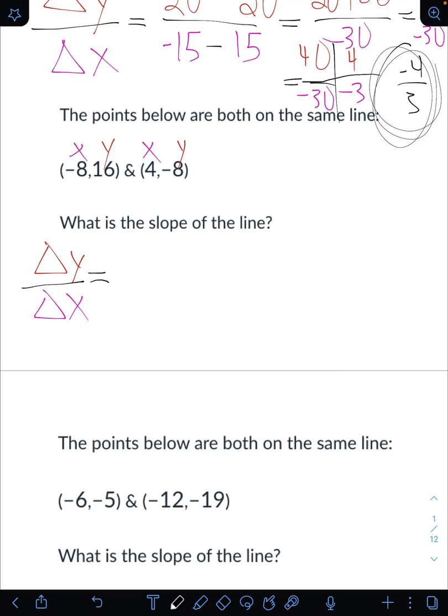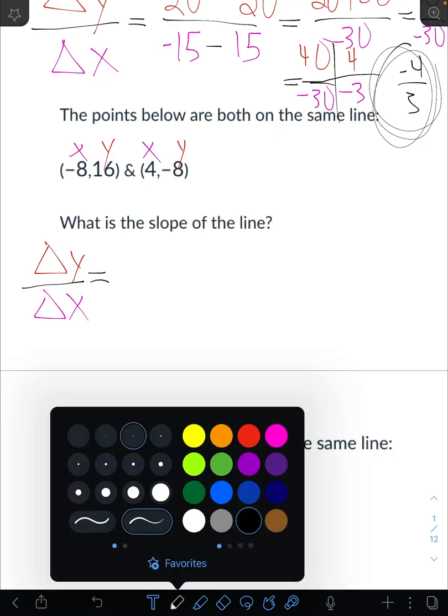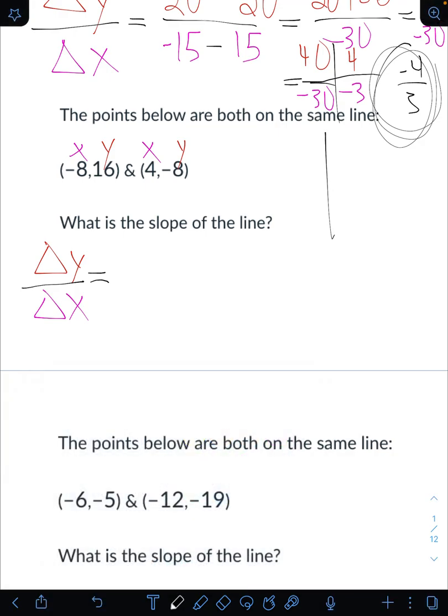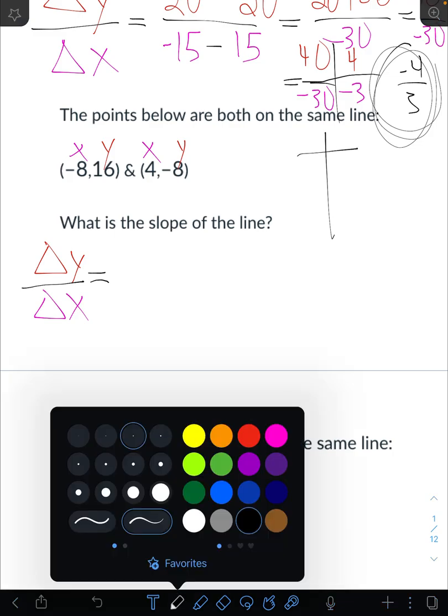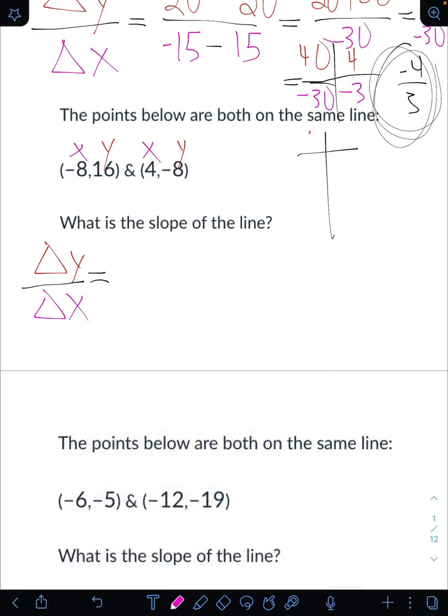So now I just pick my y's. Now if you want to, once again, we could put a little table here. If that helps organize your thoughts, by all means do it. X is on the left, so that's negative 8 and 4, with y's on the right. That would be 16 and negative 8. Okay, so let us find the slope. The slope is the change in the y. So I'm going to pick the first y first.